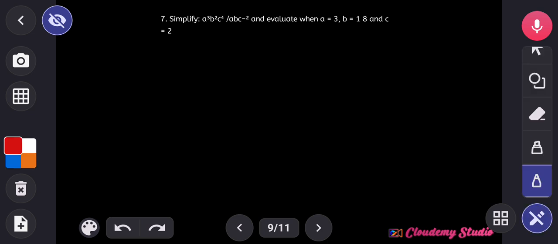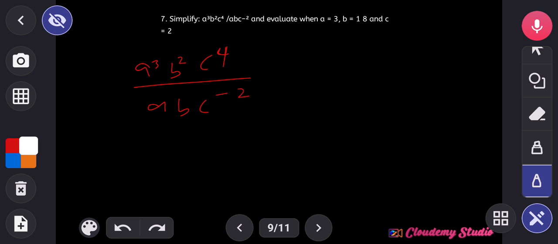Now let us get into that. Let us write it perfectly. A raised to power 3 b raised to power 2 c raised to power 4. Everything divided by a, b, c raised to power minus 2. This is quite easy because we can just say one of the a here, subtract the a here, we are left with what? We are left with a squared. One of the b here, subtract the b here, we are left with what? We are left with b squared.